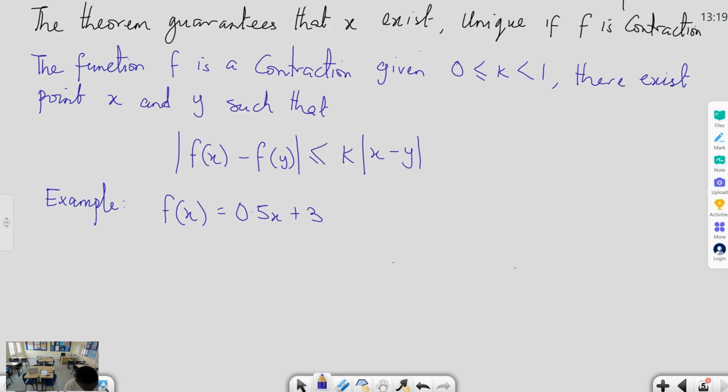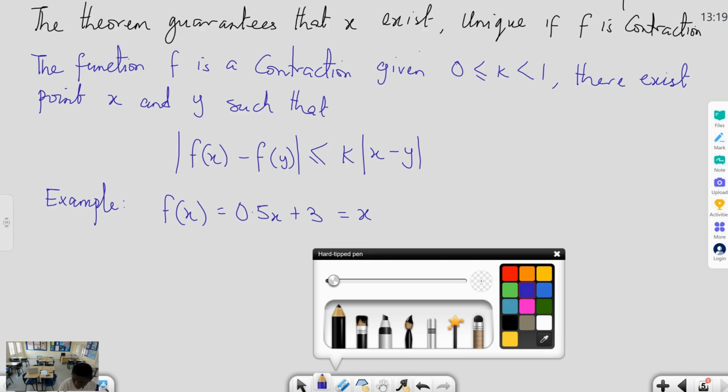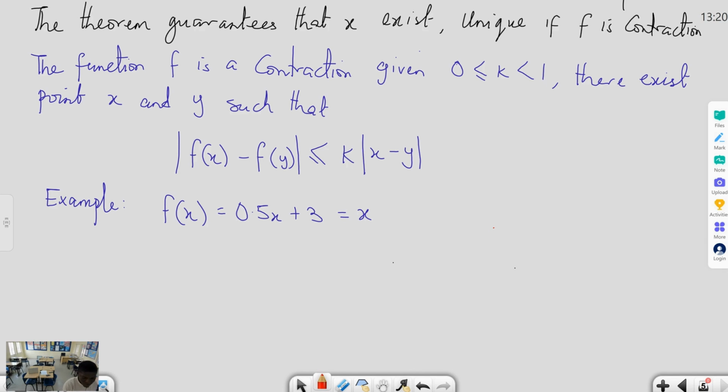Now, we want to show that this particular function has a fixed point. That is our first attempt. Does it have a fixed point? Yes, it is possible. All that we need to do is ensure that this function results in x, which is the fixed point. And how do we do that? We solve this expression from here to here.